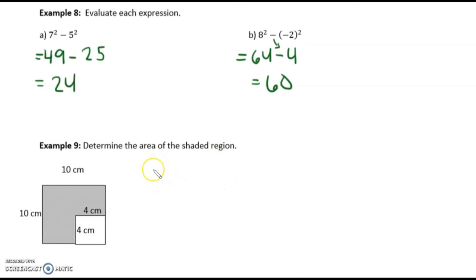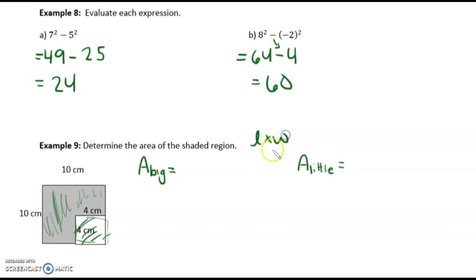Okay, now number 9, determine the area of the shaded region. So the area of the shaded region is right here. What we're going to need to do is we're going to need to find the area of the big square, I should say. Okay, then we're going to have to find the area of the little square. And then we're going to have to subtract the little square out, right?